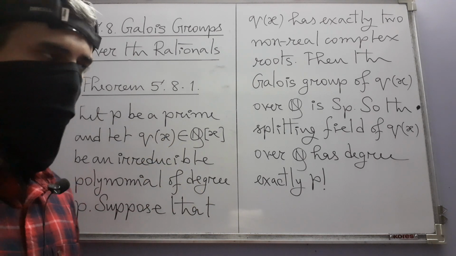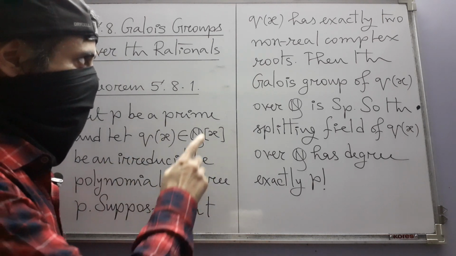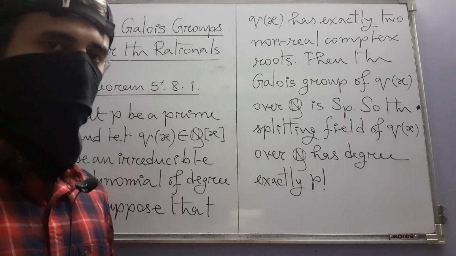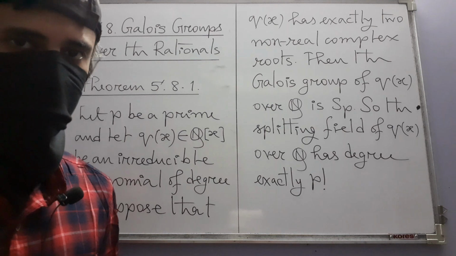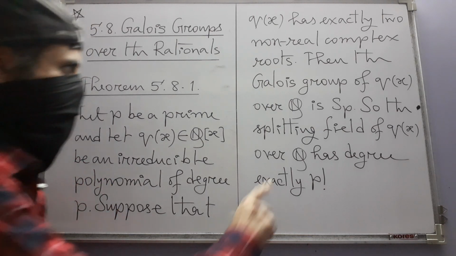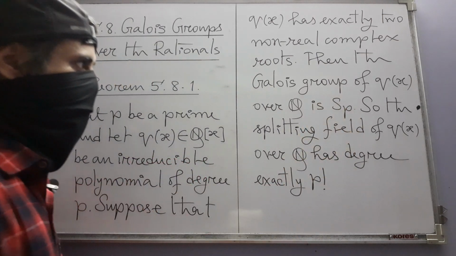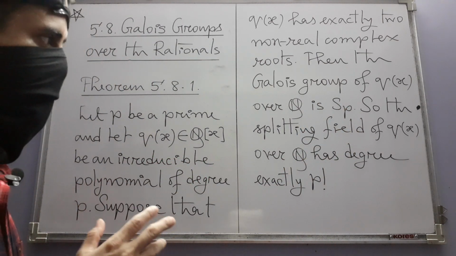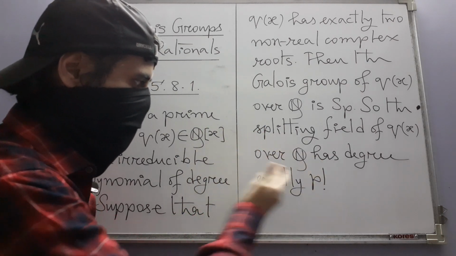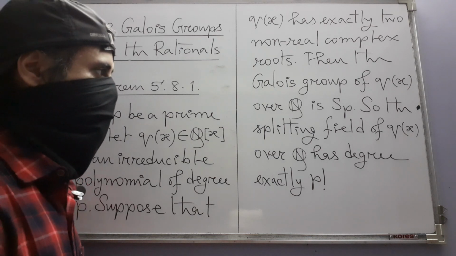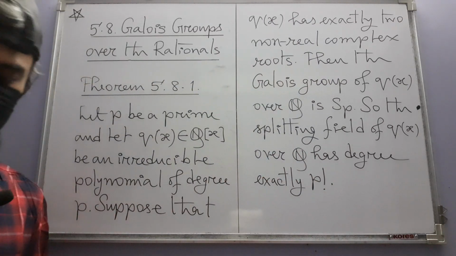Rational numbers means after all complex numbers. So all the roots are going to be complex numbers. But the condition now is that exactly two non-real complex roots of q(x) are there. The other roots are all real numbers. Then the Galois group of q(x) over Q is going to be the symmetric group of degree P, S_P. And as a result, the splitting field for q(x) over Q will have degree exactly P factorial. Let us now see how we can prove this.